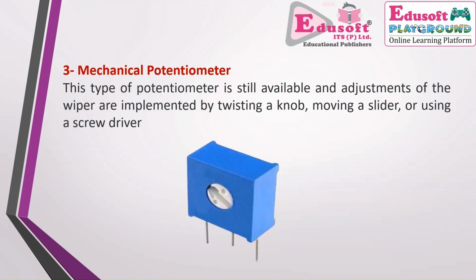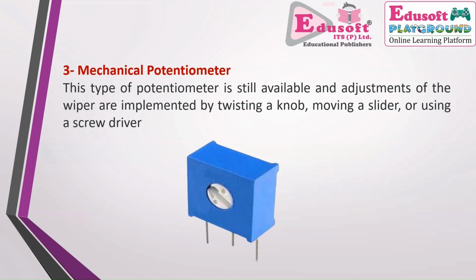The next type is the mechanical potentiometer. This type of potentiometer is still available, and adjustments of the wiper are implemented by twisting a knob, moving a slider, or using a screwdriver. So you can say that this type of potentiometer is adjustable through mechanical means rather than electronic or digital control. There are some characteristics.